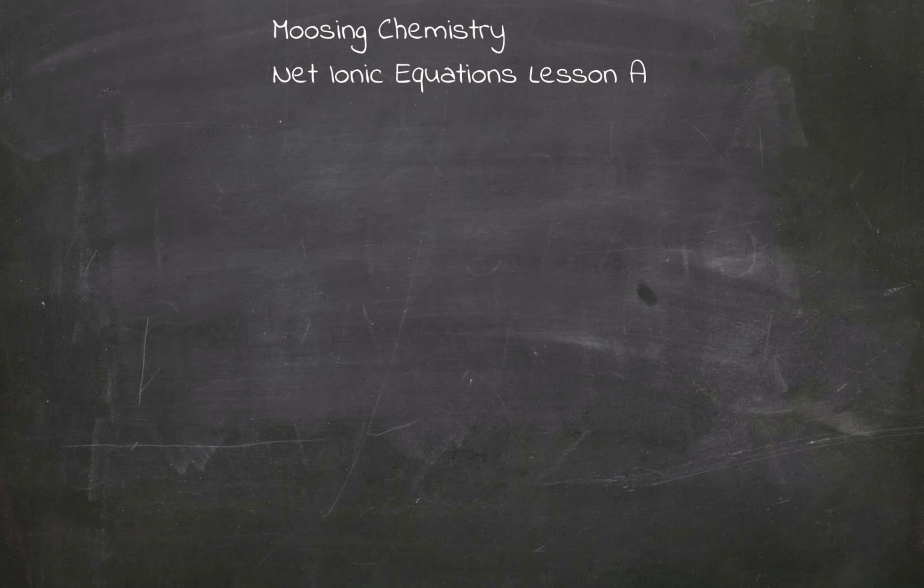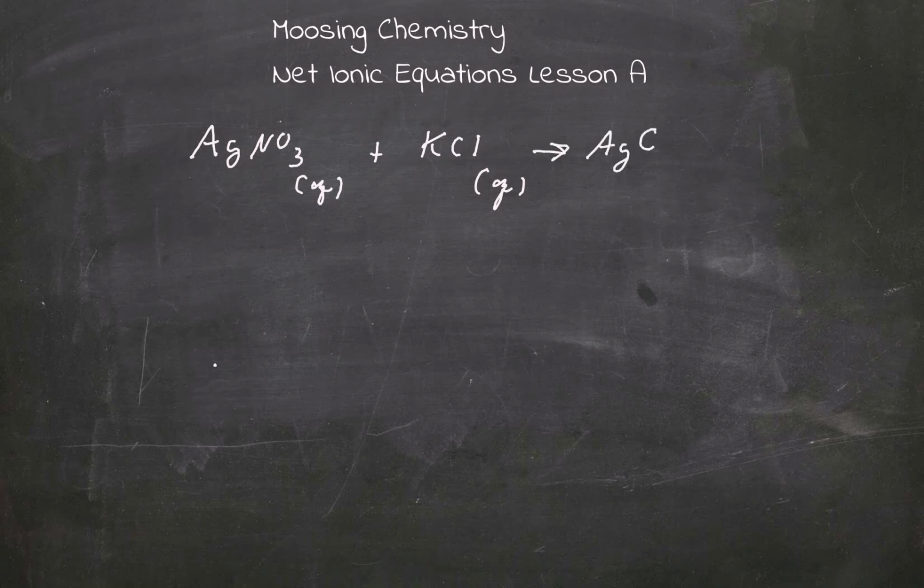I'm going to take silver nitrate plus potassium chloride, so we go AgNO3, and that's in aqueous form, plus KCl, which is also in aqueous form, yields AgCl, which is a solid, plus potassium nitrate, which is also in aqueous form. Now, these aqueous and solid forms are really important to this whole concept. So we'll make sure the equation is balanced, and it is.